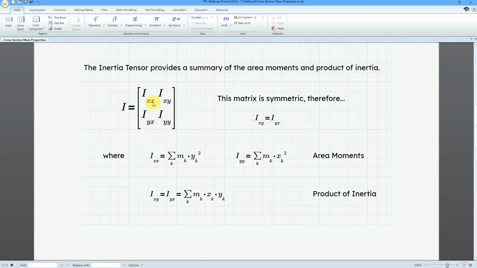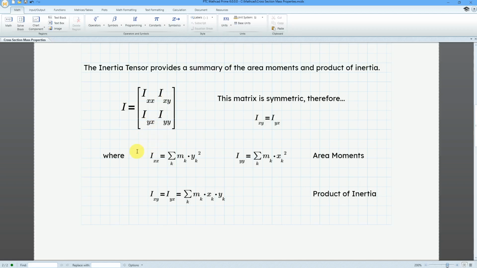Along the diagonal, you're going to have the moment of inertia with respect to the x direction and the moment of inertia with respect to the y direction. On the other sides of the diagonal, you have the moment of inertia in the x direction about the y-axis and the moment of inertia in the y direction about the x-axis, but this matrix is symmetric. That means that I sub xy is equal to I sub yx.